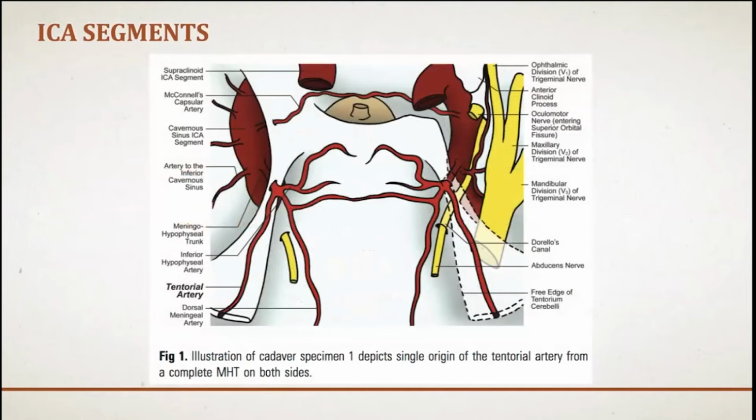This is just a nice little illustration I found online about the segments of the C4 cavernous segment. This is an axial view. In the middle here is the pituitary gland. You see that the cavernous ICA segment comes up and becomes a supraclinoid ICA segment, and there are all these small branches that come out. And here is a nice depiction of the meningohypophyseal trunk and the inferior hypophyseal artery.